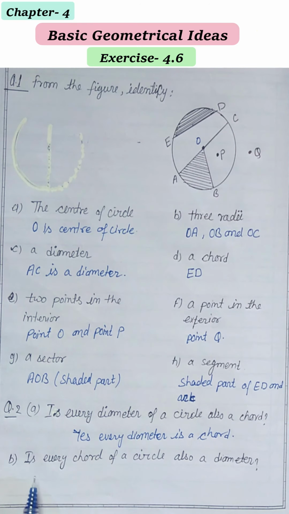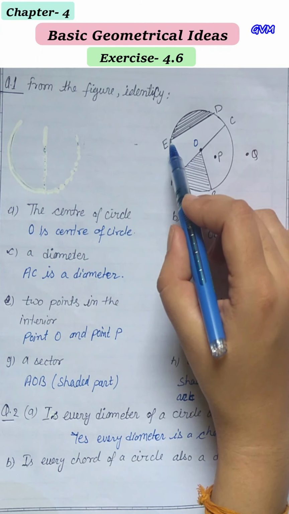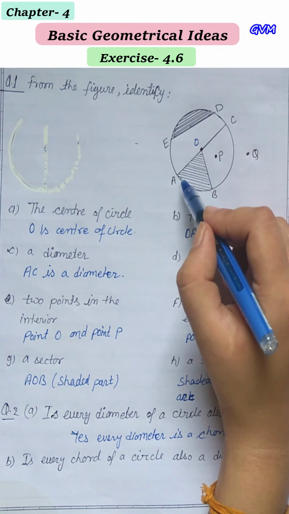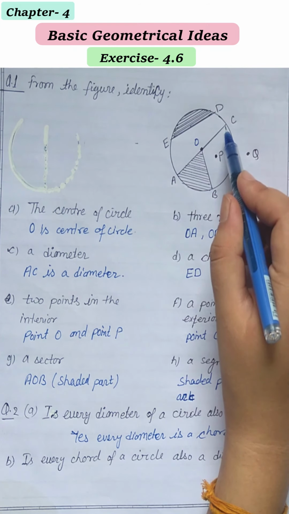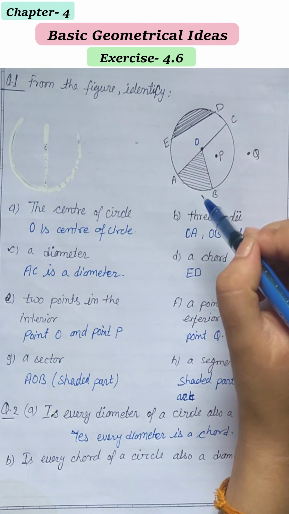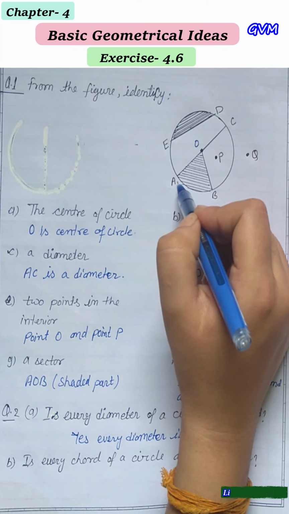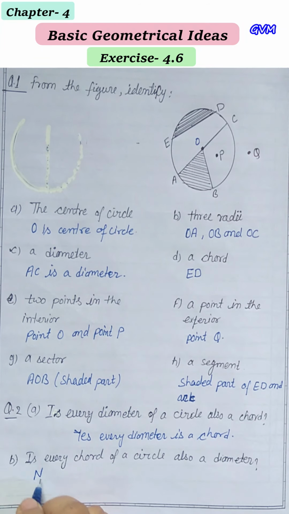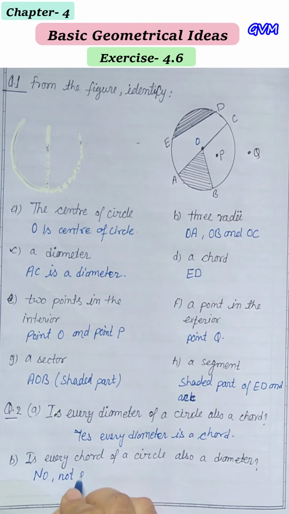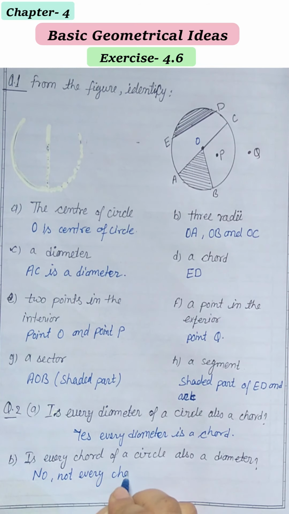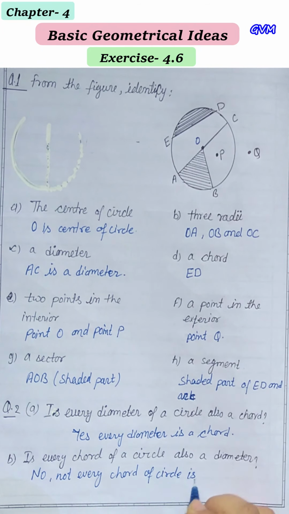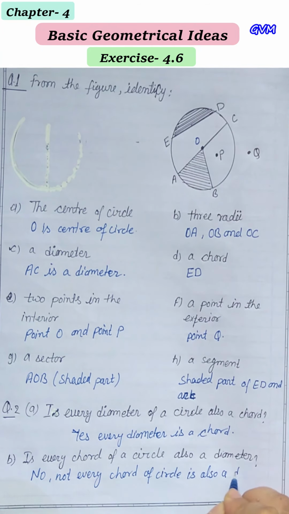Now B part is every chord of a circle also a diameter? So when we see a chord, here we have a chord ED. The definition of diameter says that it goes through the center and joins the 2 points in the circle. But ED doesn't go through the center. That means it is not a diameter. So no, not every chord of circle is also a diameter.